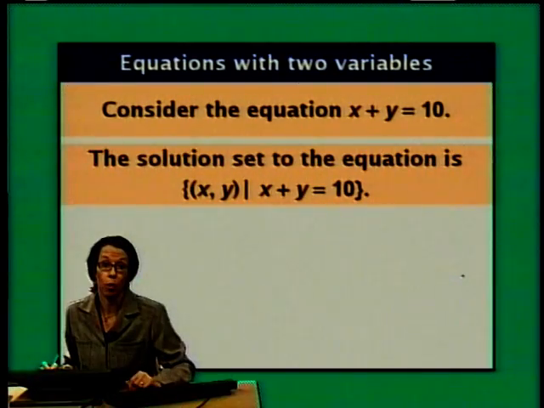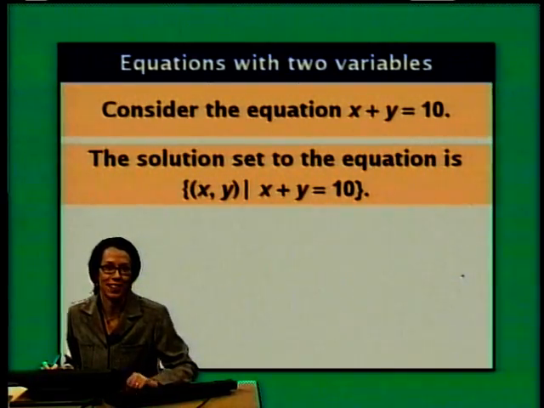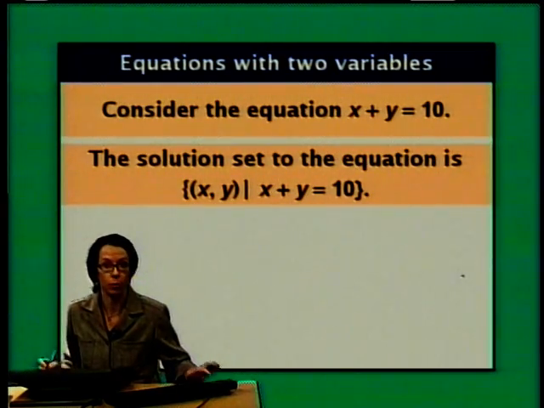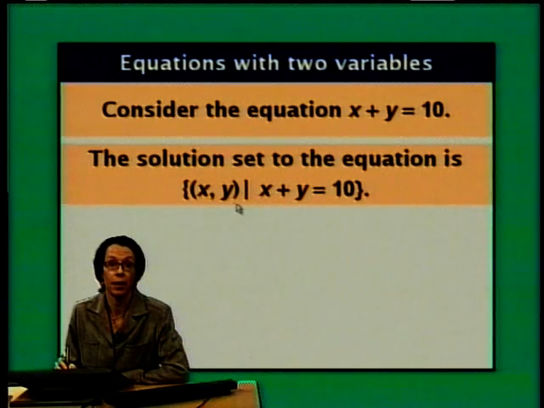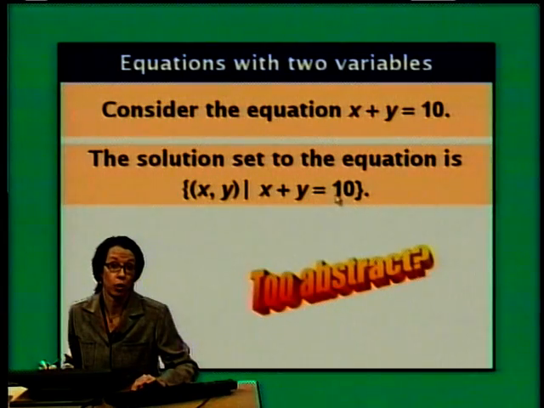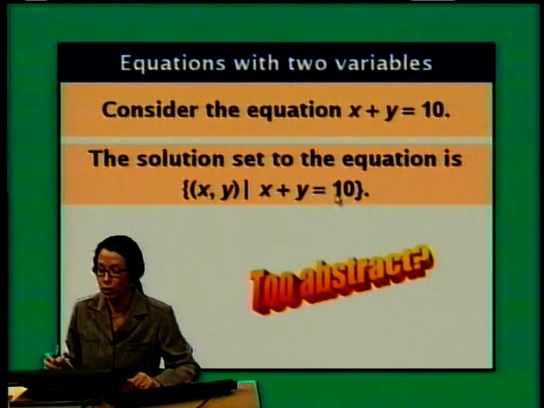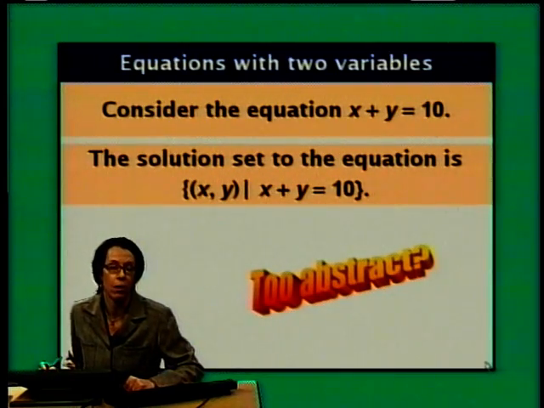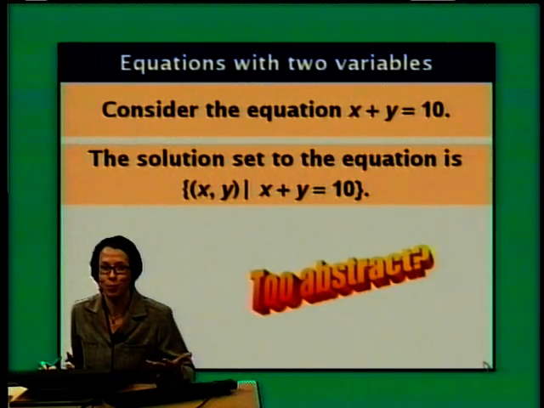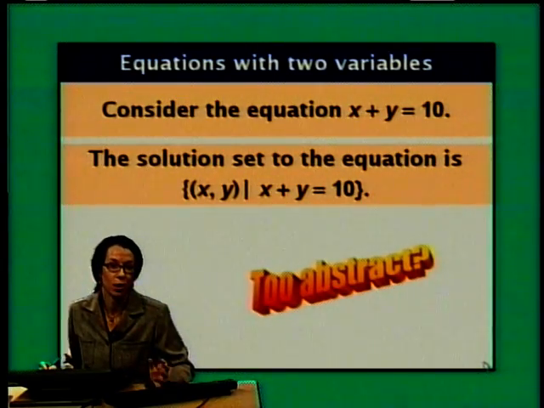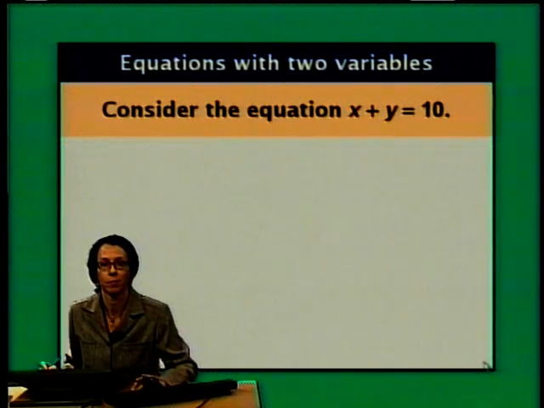So here's the formal way to write the solution set. The solution set to the equation is the set of all ordered pairs (x, y) such that x plus y equals 10. Well, I don't know about you, but I'm finding that a little bit too abstract. It really just says x plus y equals 10, which is what I started with. So let's see if we can play with this some more and get a representation of the solution that's going to work a little bit better for us.